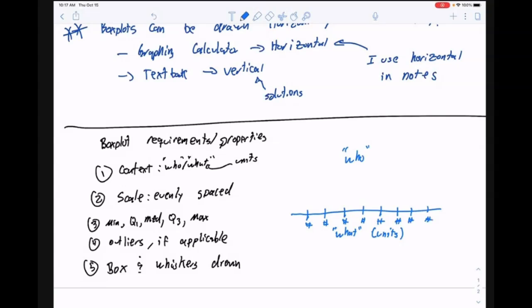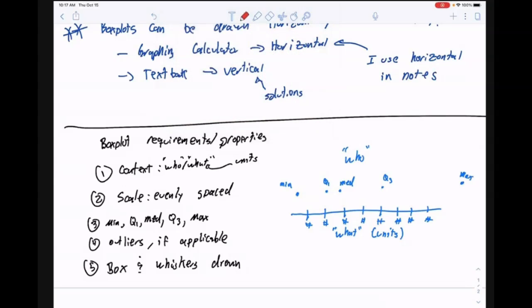Okay. I will identify where the minimum is. I'll identify where Q1 is, the median is, Q3 is. And where the maximum is. Okay, that's always going to be in my box plot.